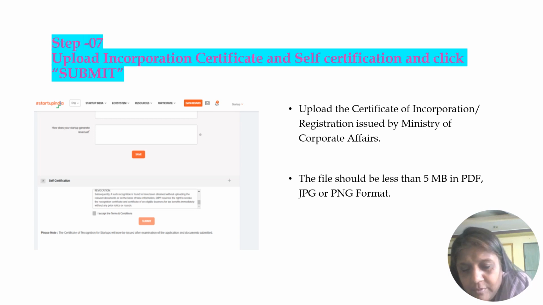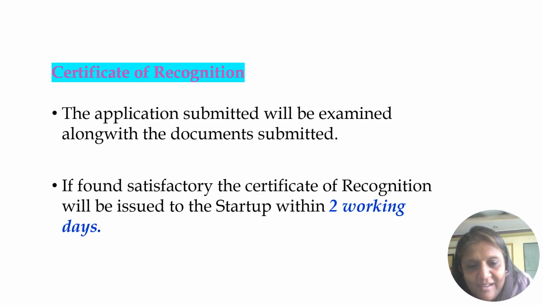Okay, and you have to be a little bit mindful in terms of the size while uploading, which has to be less than 5 MB, and the format has to be either PDF or JPG or PNG format. Once you upload this incorporation certificate, complete the self certification part, just hit the submit button, and you are done with the procedure to get your startup recognized with DPIIT. So now the ball is in the court of DPIIT officials. You have to just wait for getting the certificate of recognition.